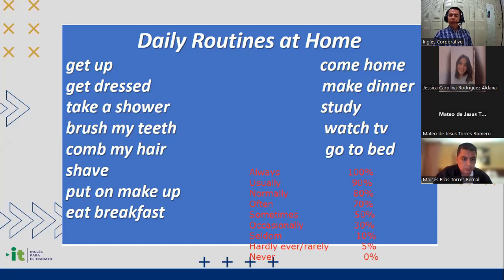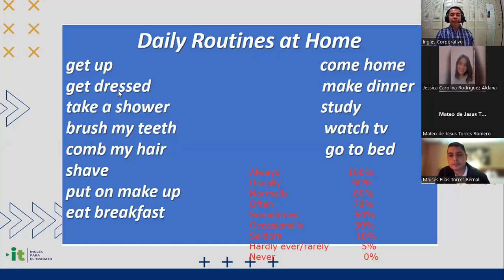Now, let's start with Mateo. Please, can you help me, Mateo? With the first one. Yes, get up. I always get up 6 a.m. every day. That's okay. Sorry, Mateo, but I was thinking that if I always get up every day, I imagine that you are sleeping all the day, maybe Sunday, right? But we have to get up and go to work every day, right? So Mateo always gets up at 6 a.m., right?